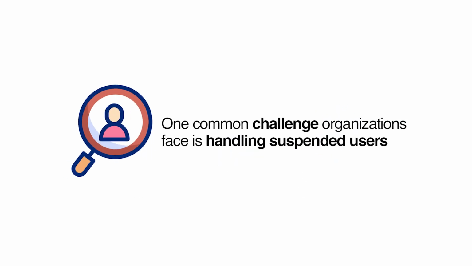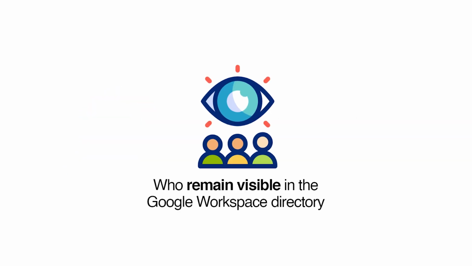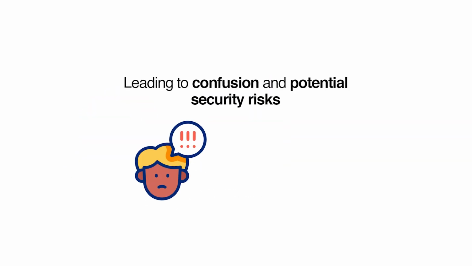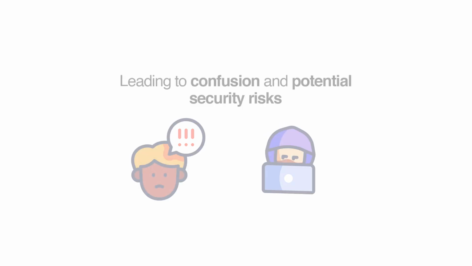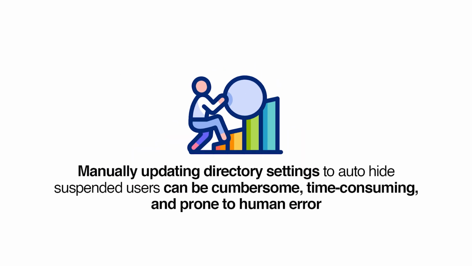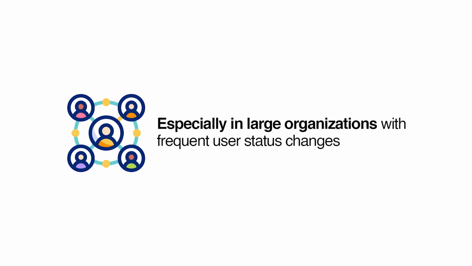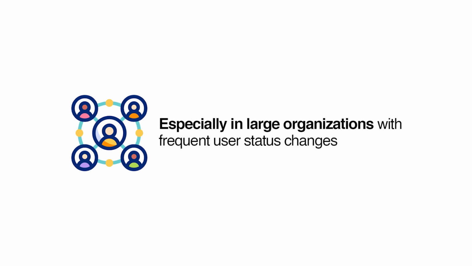One common challenge organizations face is handling suspended users, who remain visible in the Google Workspace directory, leading to confusion and potential security risks. Manually updating directory settings to auto-hide suspended users can be cumbersome, time-consuming, and prone to human error, especially in large organizations with frequent user status changes.